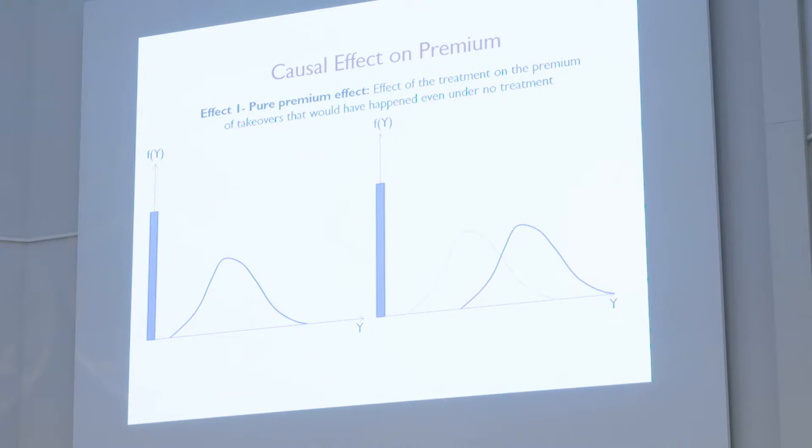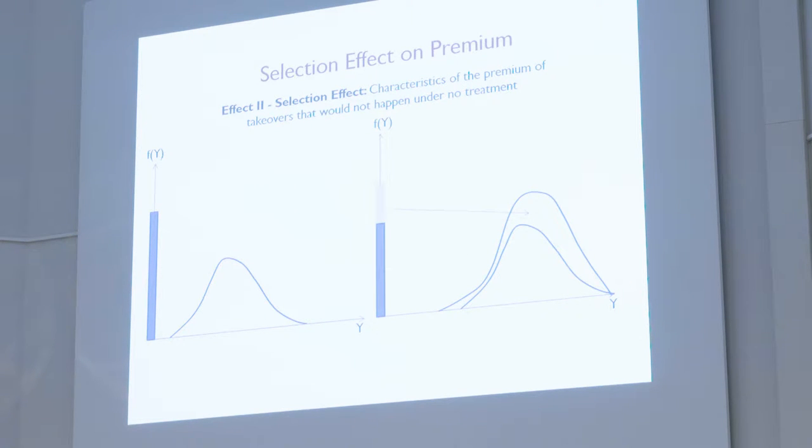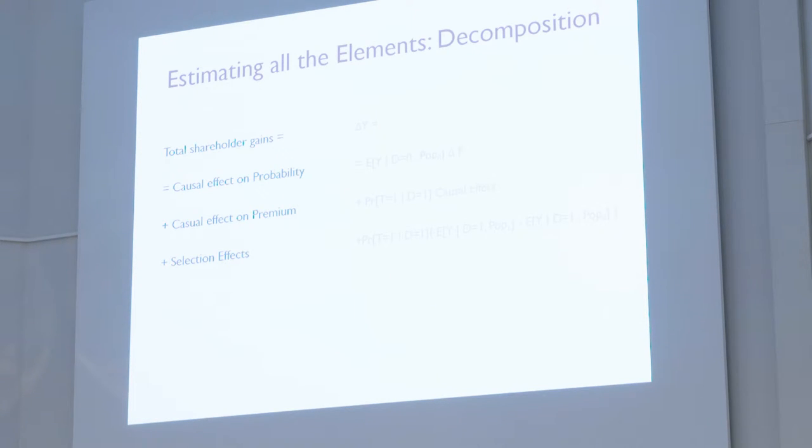Ideally, you would like to decompose the effect on a causal effect on the firms that were going to be taken over anyway, and measure these two populations, and also a selection effect. Where do the new firms fall relative to the other firms when they are taken over? Are they better firms? Are they worse firms? Do they have a higher premium or a lower premium? Right? So this is the nature of what we're trying to do, this decomposition. We're going to have the total shareholder gains of dropping anti-takeover provision decomposed into three moving parts. One that depends only on probabilities, one that depends only on premium, and one that depends only on selection. And these are the formulas that we formally developed in the paper for this. Right? You don't need to worry about this today.